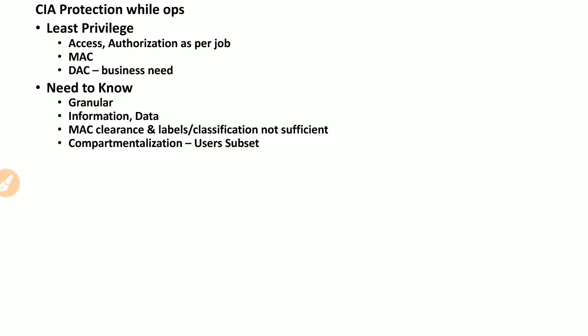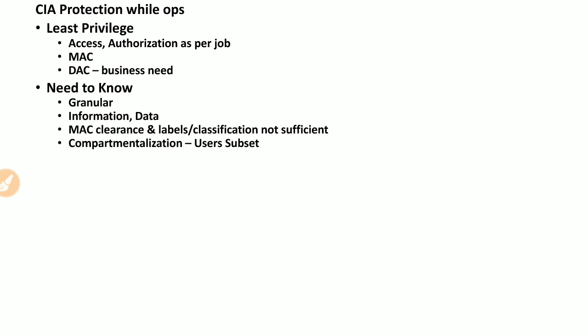Need to know is another administrative control which is more granular than least privilege, and in least privilege the catchword is the access rights, and in need to know the catchword is the information. So in this need to know administrative control, the user is granted access to a particular piece of information if he has a business need to know that particular information.